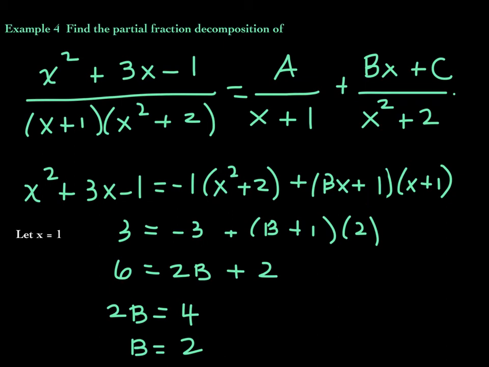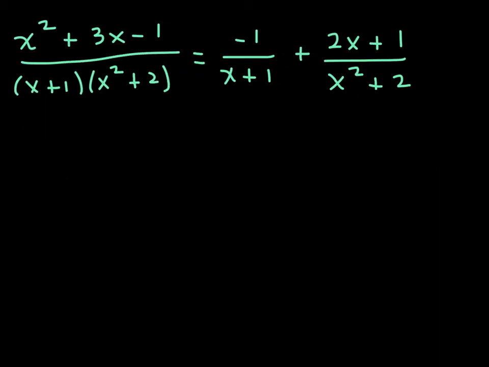All right, so let's write out the partial fraction decomposition. All right, everybody, we did it. So here is a over x plus 1, and then we have bx plus c over x squared plus 2. This is the partial fraction decomposition.